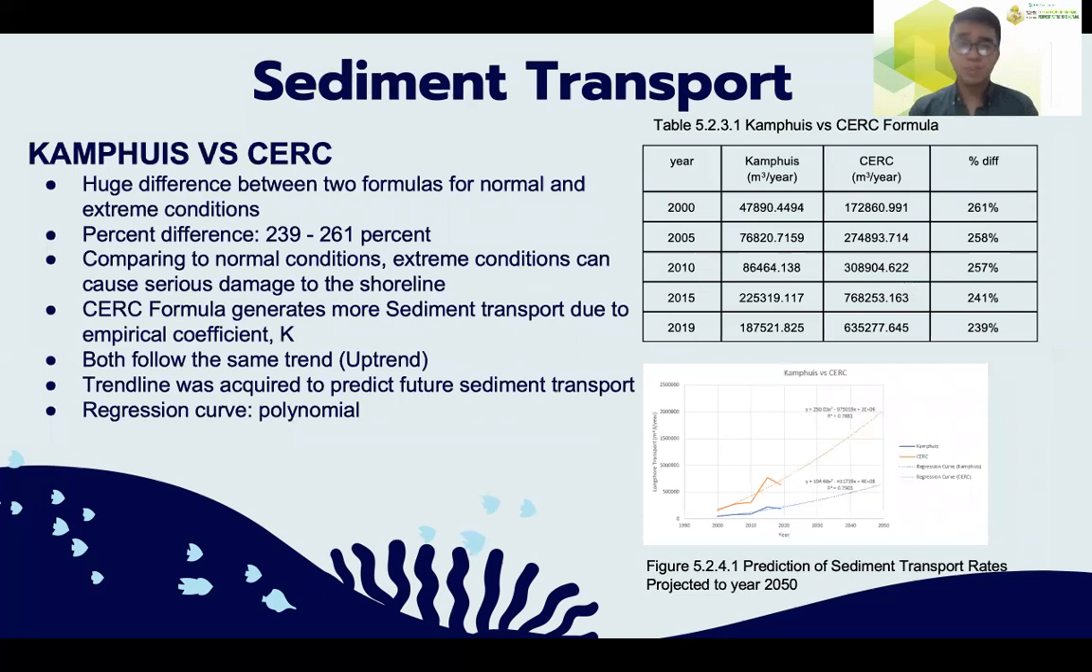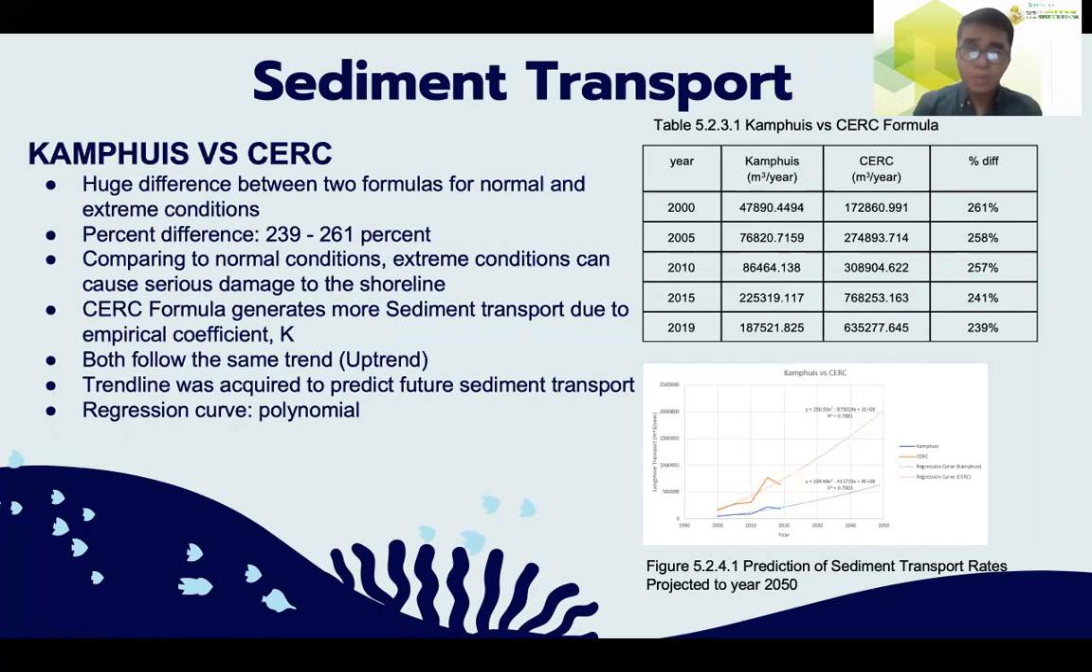As for the comparison between the Kamphuis and CERC formulas, it could be seen that there is a huge difference between the two formulas, especially for normal and extreme conditions. The percent difference is around 239 to 261%, as can be seen in the figure on the right: for the year 2000, 261%, until 2019, 239%. The CERC formula generates more sediment transport through the empirical coefficient K.